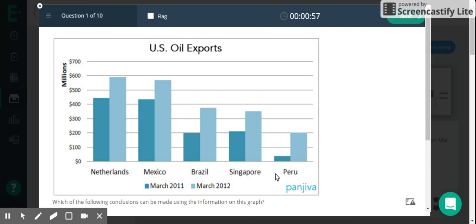And you have a list of different countries. And the two different colored bars tell you that one was in the year 2011 in March, the other one was in 2012 in March. And this shows you country by country the amount of U.S. oil exports. So when we're talking about U.S. oil exports, that means how much we are selling to these other countries in those time frames. So you want to first take a minute and look at each graph, understand what it means before you try to move on.